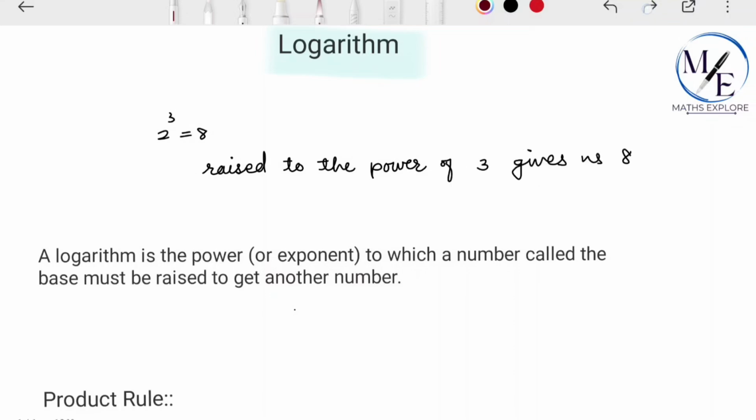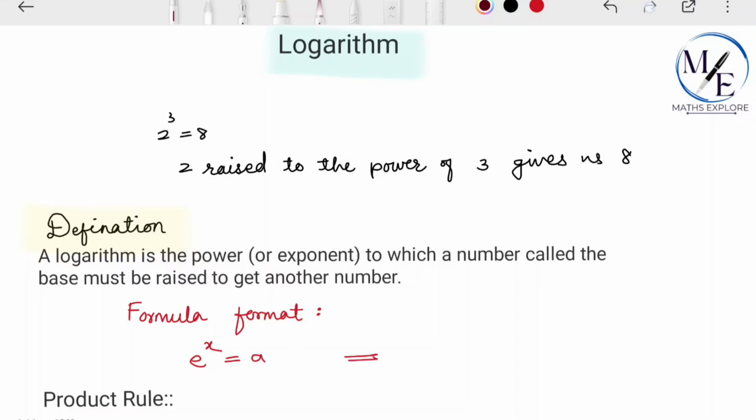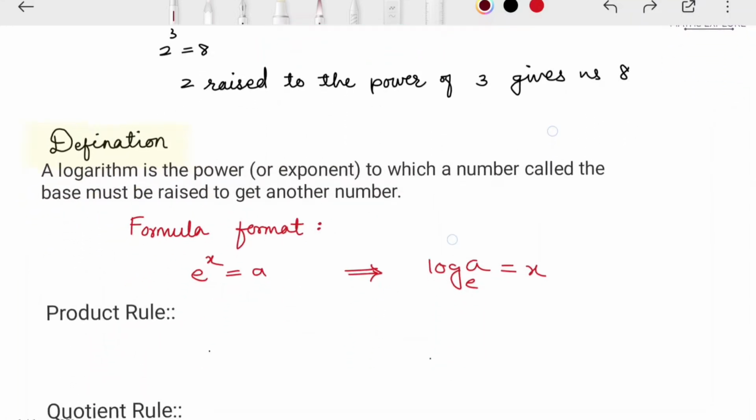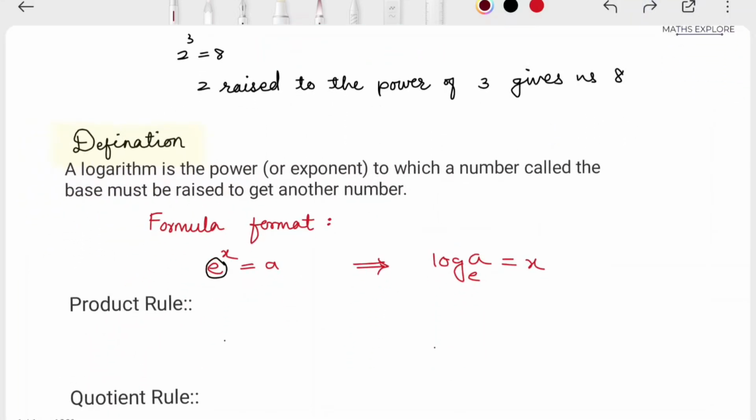The definition of logarithm: a logarithm is the power or exponent to which a number called the base must be raised to get another number. So the formula format is b^x = a. This implies log of a to the base b is equal to x. These two formulas are correlated. Here, b is the base, x is the exponent or power, and a is another number.